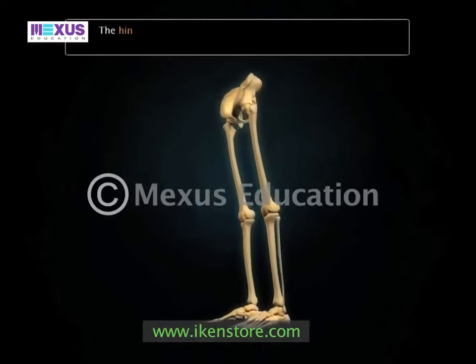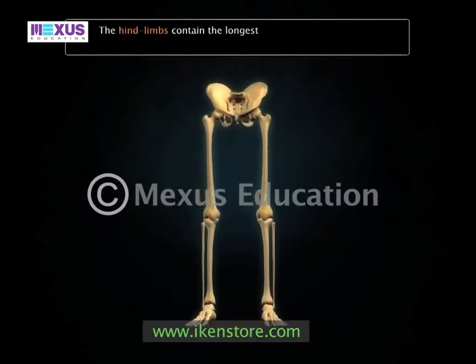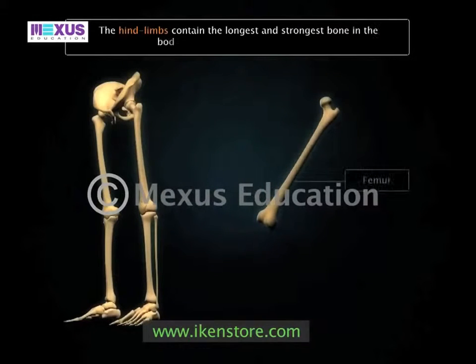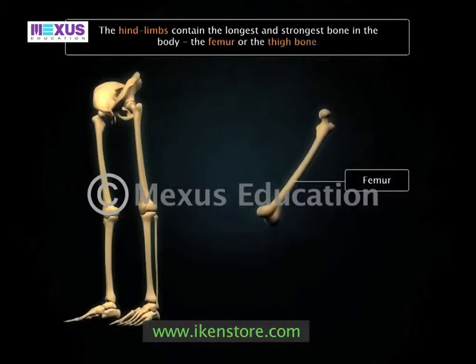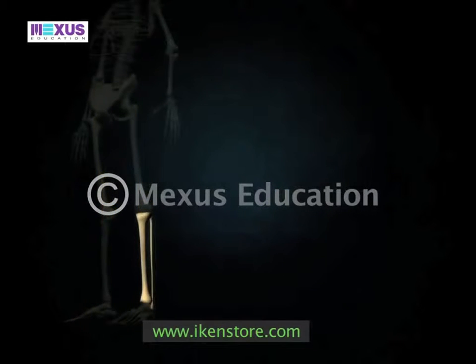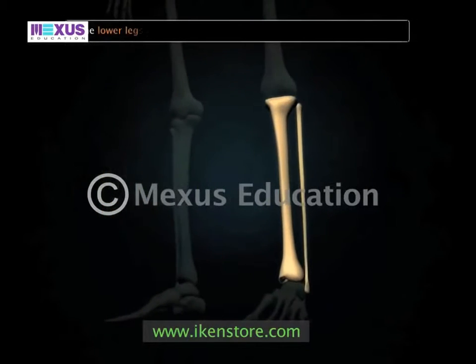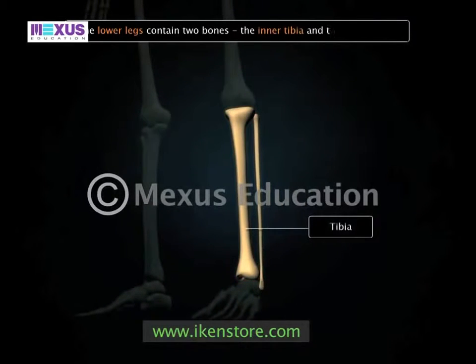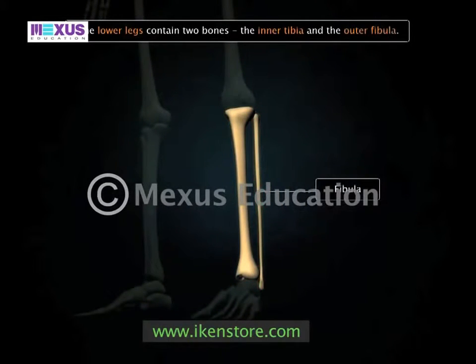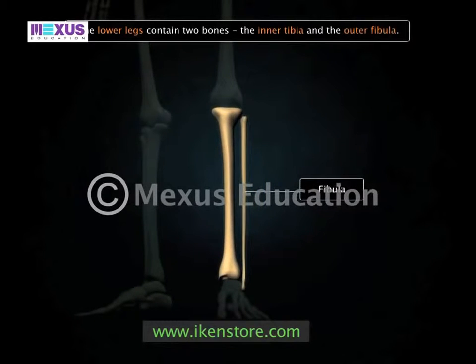The hind limbs contain the longest and strongest bone in the body, the femur or the thigh bone. The femur bears the weight of our body when we walk or run. The lower legs contain 2 bones, the inner tibia and the outer fibula. The tibia is also known as the shin.